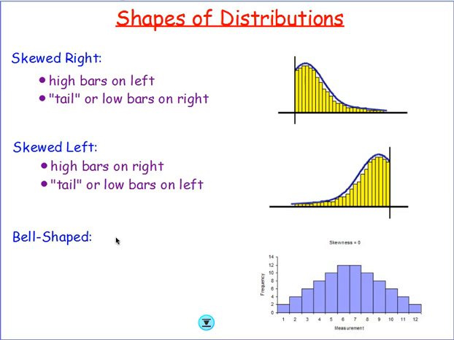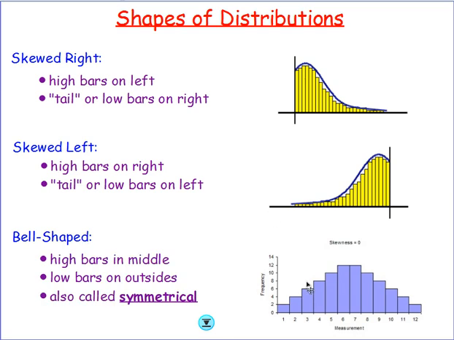Bell-shaped. For anybody who's familiar with a bell, bells are high in the middle and low on the outside. That's what we're talking about here. Your highest bars are here in the middle area. Your low bars are over here on the outside. Usually, they look pretty much the same on both sides.